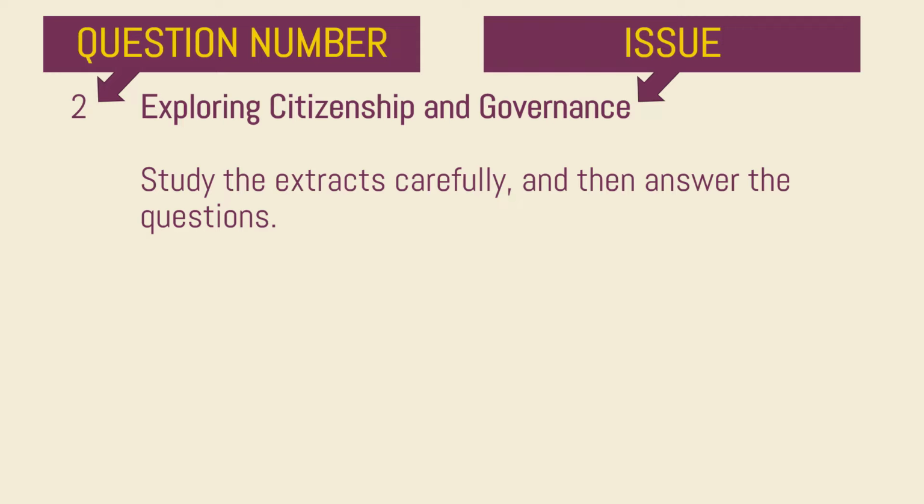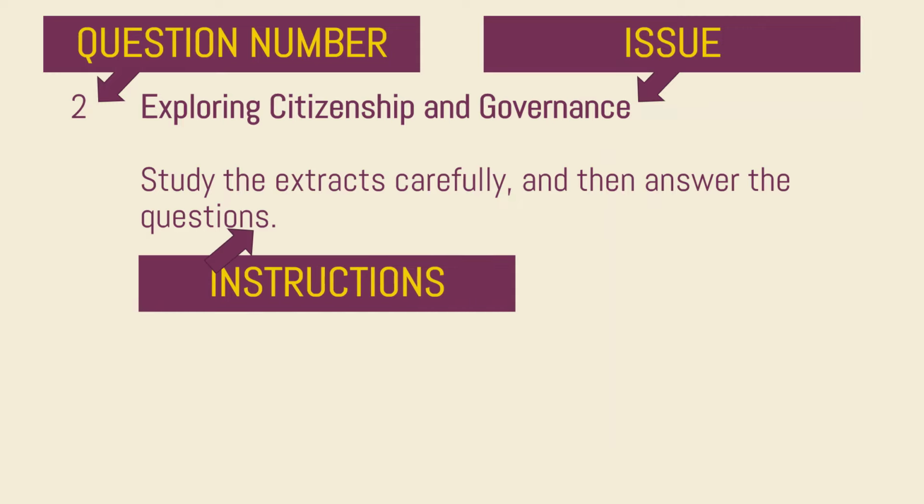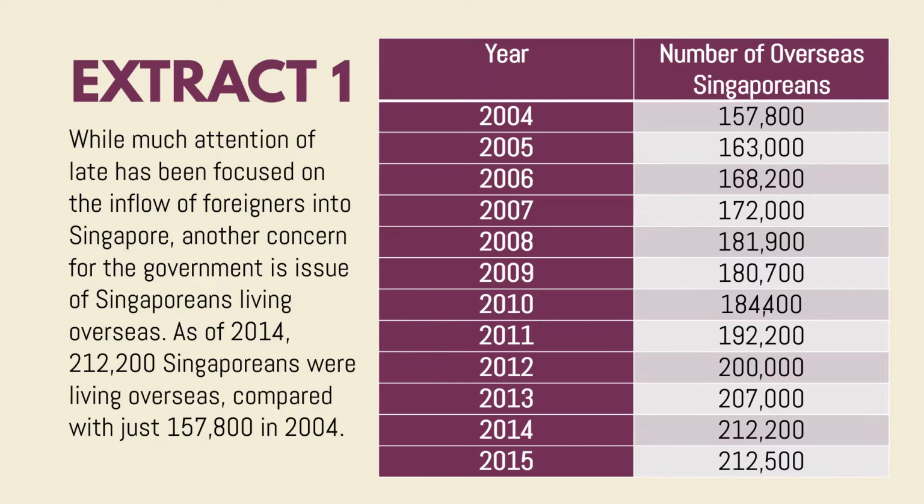That will be the issue, the following extract will be on this issue. Next, we have the instruction. So now we take a look at extract 1, and usually it will be a paragraph or some lines of words before they give you either a picture or maybe just more words. In this case, there are few words. The more important part will be the table. So let's take a look.